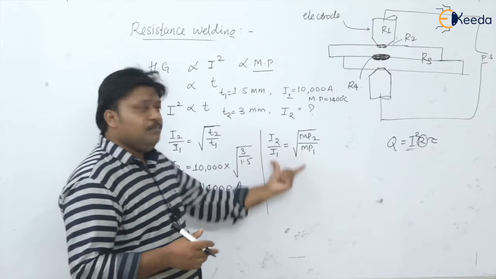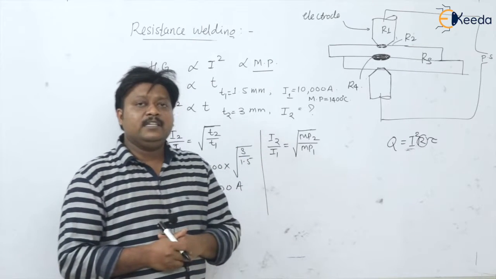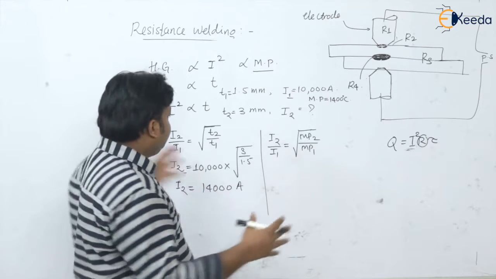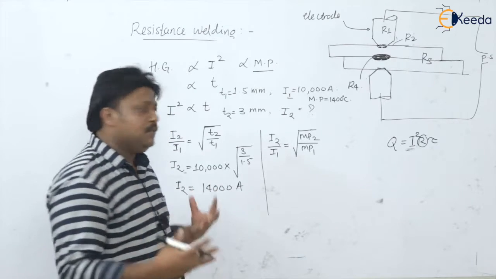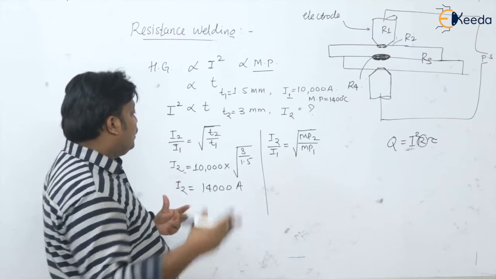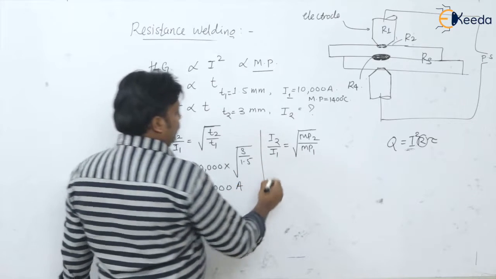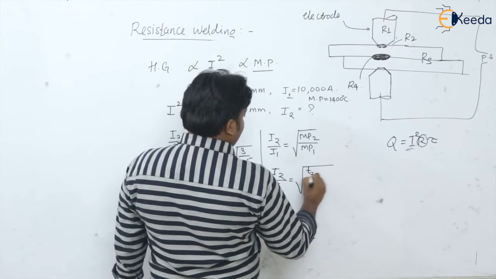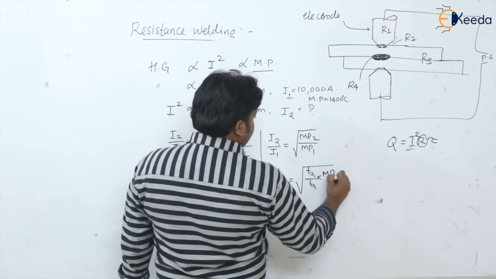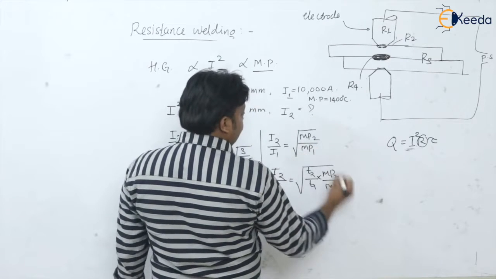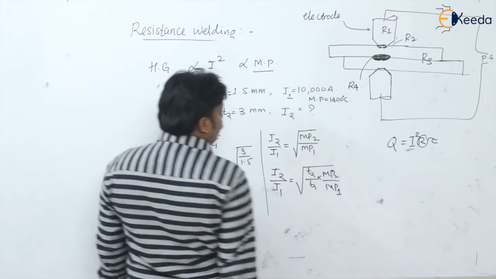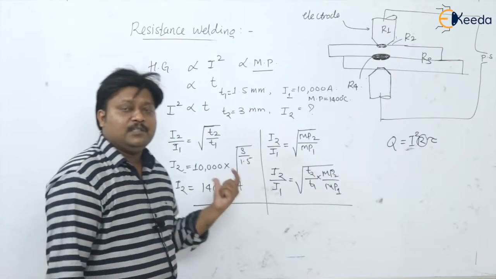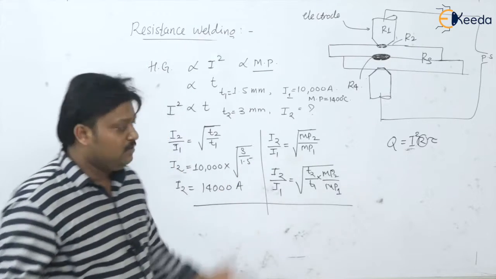So comparatively, you can calculate the required current conditions, isn't it? If you have the data, say melting point temperatures, then thicknesses, and current also, we can get the relation like I2 by I1 is equal to root of T2 divided by T1 into MP2 by MP1, where MP is the melting point of 2 by melting point of 1. Like that we can generate the relationships. Okay, so it's very simple.